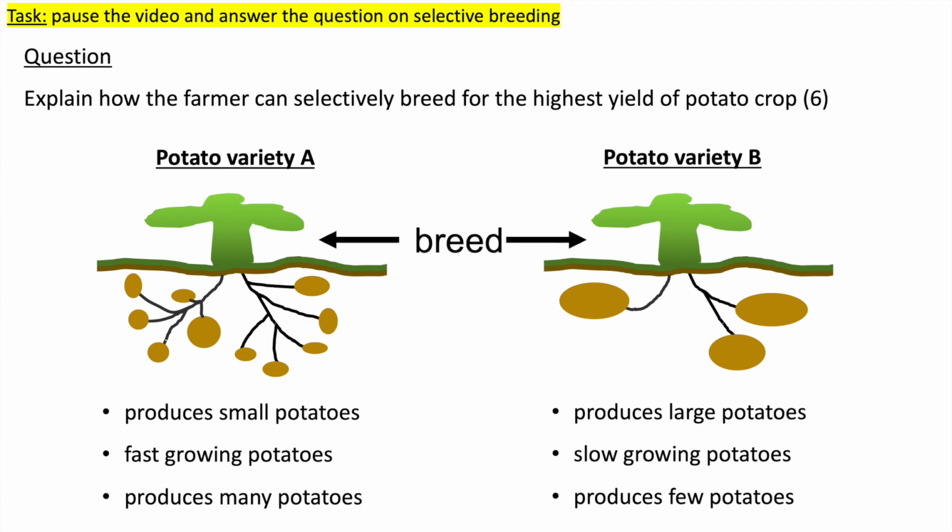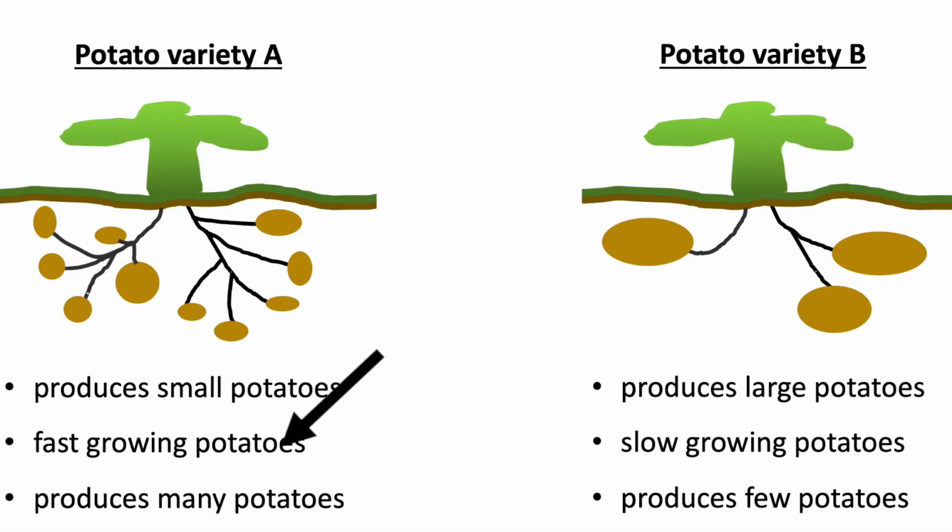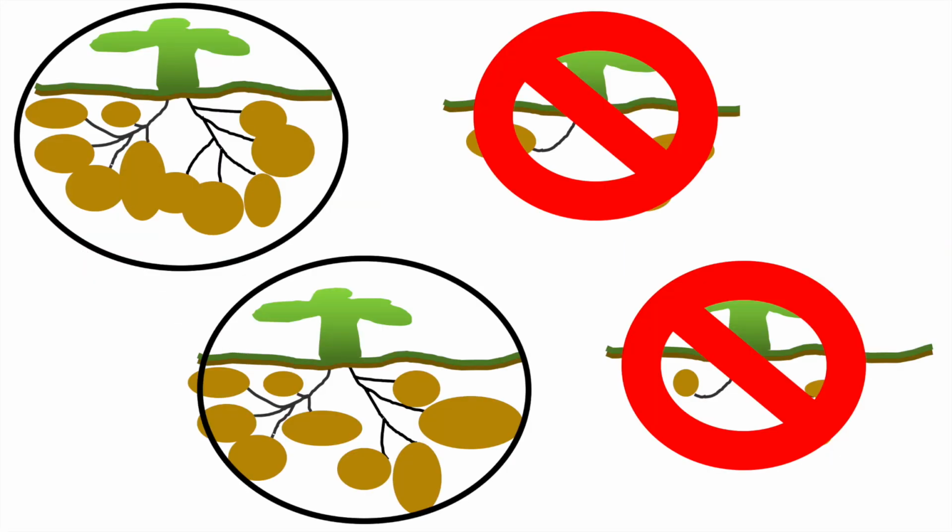So then what you do is you breed variety A with variety B, and this will then produce offspring. So you select the offspring with the desired characteristics. In this case, you are looking for fast growing, produces many potatoes, and have large potatoes. And then you breed the offspring with the desired characteristics. So if you've got fast growing, many potatoes that are large, you then breed those plants together and you repeat this process.